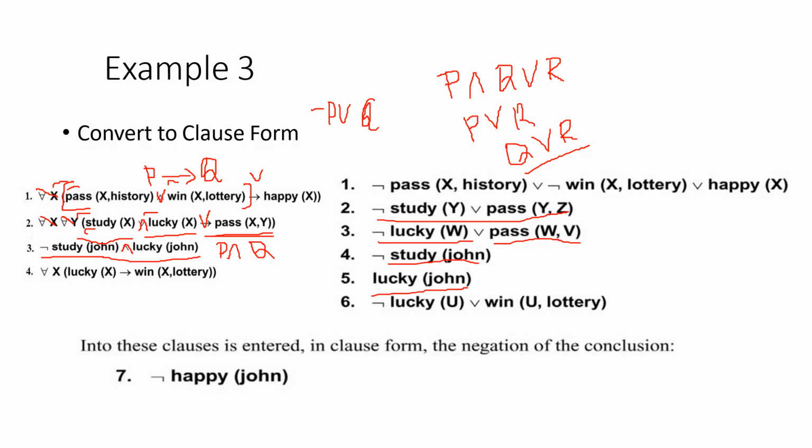Then the last one: for all x, lucky x implies win x comma lottery. This is in the form of p implies q, which we can write as not p or q. So this will become not lucky u or win u comma lottery, using a unique variable name u instead of x. And here we have to prove that John is happy, so we take the negation of the conclusion, that is not happy John, and we start from not happy John.